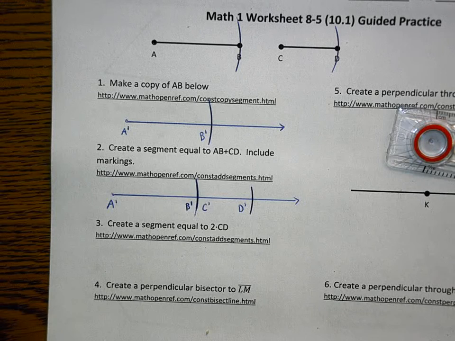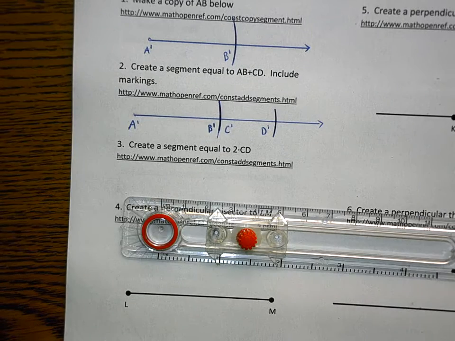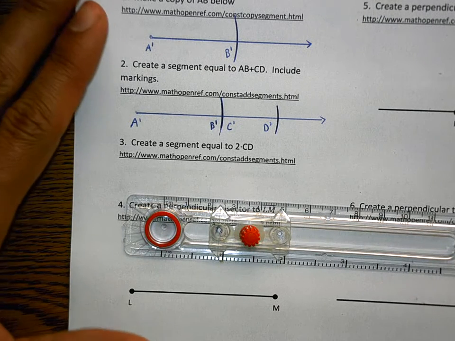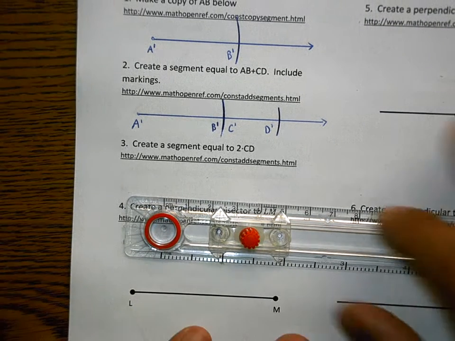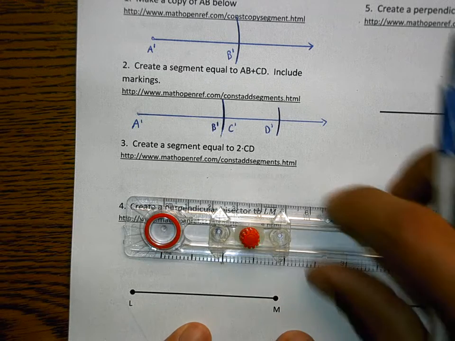This will be our last one for this set of notes, and then you should be able to do 1, 2, and 3 on the independent practice. This last one, number 3, says create a segment equal to 2 CD. What's the first thing that you are going to need to do? Measure CD. Make a line. Not make a line, ray. Make a ray.